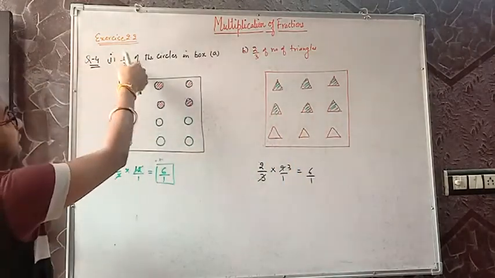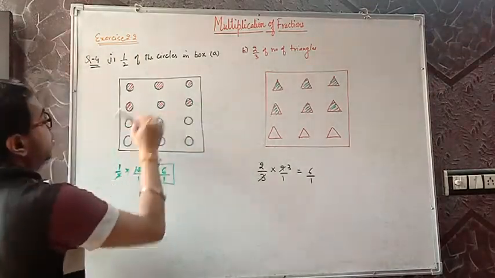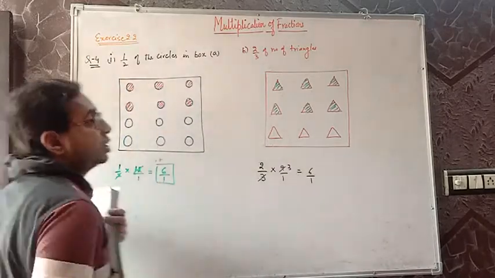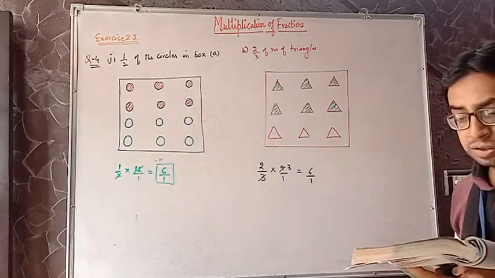Here also 1 by 2. 1 by 2 means I have to divide this into 2 parts. This is the first part, this is the second part. First part I have completely shaded. Clear with this? So you can do it like this. Third part is your homework.